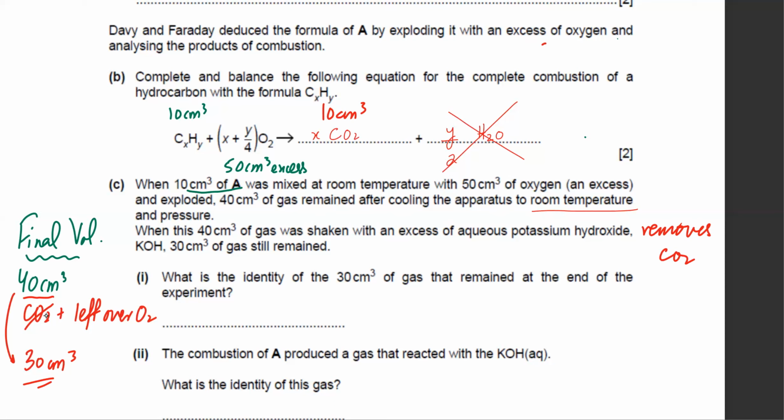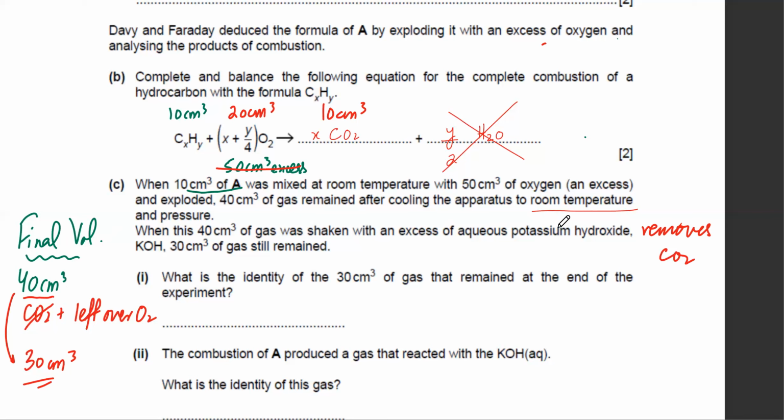That must be the leftover oxygen, because carbon dioxide has also been removed, so what's left? Just the oxygen. So out of 50 cm cube, 30 cm cube of oxygen did not react, so the only quantity that actually took part in the reaction was 20 cm cube. Let me explain the last part again. The final volume of gas was 40 cm cube, so it was carbon dioxide that is produced and the remaining excess oxygen.